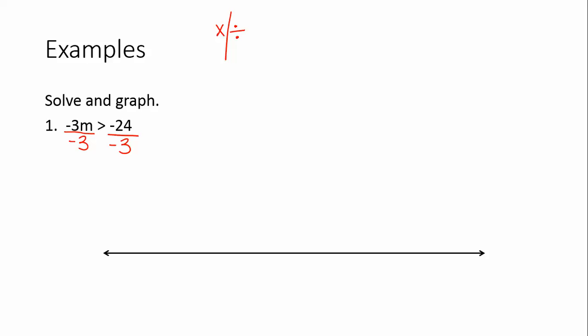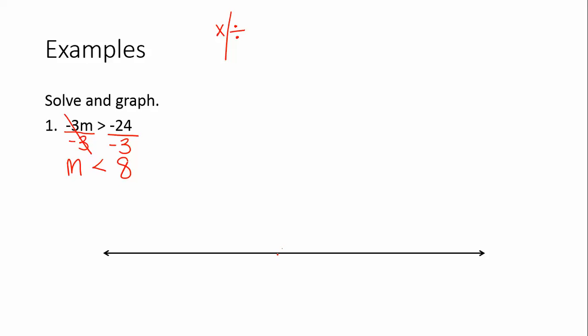And I want you to think about what we just said in the last slide. When you multiply or divide by a negative number, and we've just done that, this 3 is negative, we need to flip the symbol. So instead of writing greater than, we're now going to write less than. And the reason we do this is because of the sign rules with multiplication and division. Because multiplying or dividing by a negative will change the sign of your answer, we have to flip the symbol to accommodate for that. So the negative 3's are going to cancel out, and I'm left with m is less than 8. Negative 24 divided by negative 3 is 8.